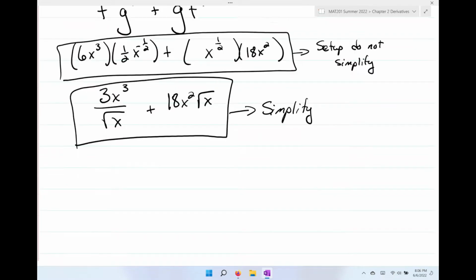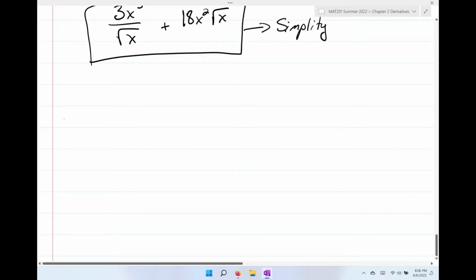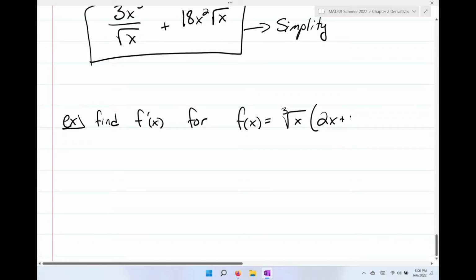I'm going to go ahead and do another example with the product rule. So here's another example. Find f prime of x for f of x equals the cube root of x times 2x plus 1. So once again, let's label. Here's our first function. Here's our second function.